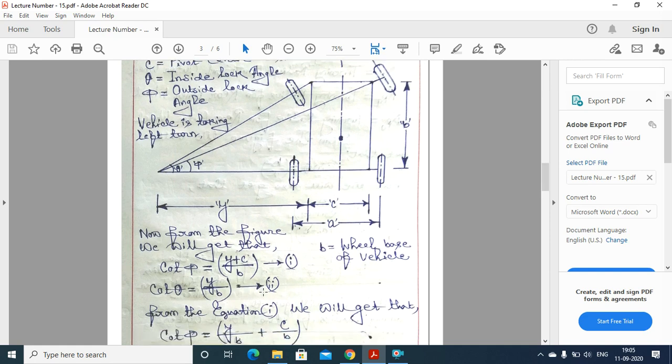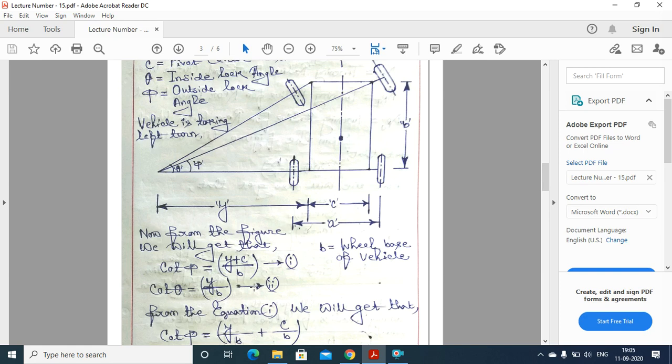Now coming to the cot theta. How to calculate the cot theta from here? Again, cot theta is the reciprocal of the tan theta. So tan theta is equal to b by y. So cot theta will be y by b. So cot theta is equal to y by b.